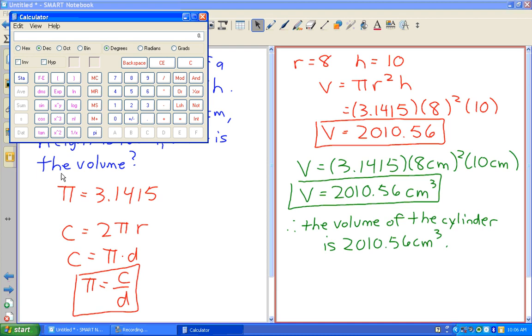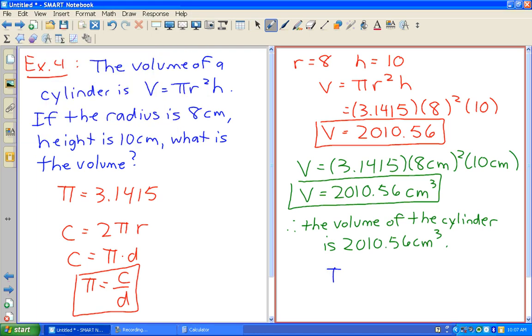This might be a little bit different for pi. Do I have a pi button on here? Does anyone see pi? Yep. Oh, there we go. Good. Pi times 8 times 8 times 10. Oh yeah, I think this one would be the answer with 3.1415, right? And if you use the exact value of pi, your answer should be 2010. Was that 0.62?